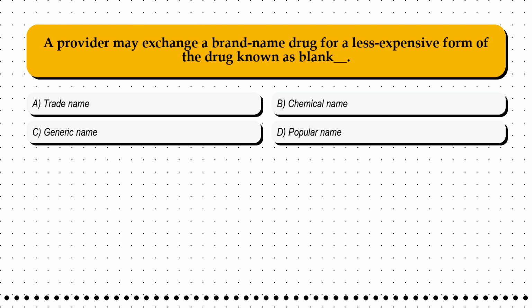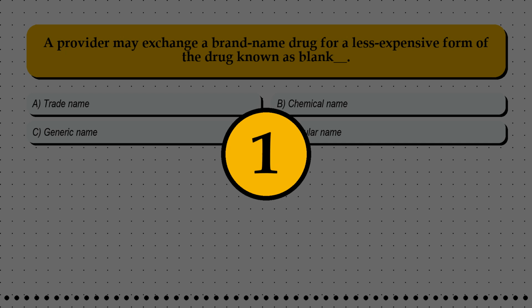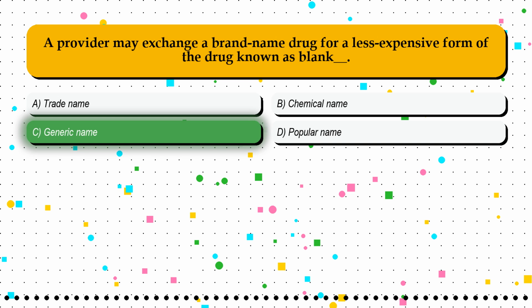Question 295. A provider may exchange a brand name drug for a less expensive form of the drug known as blank blank. Option A, trade name. Option B, chemical name. Option C, generic name. Option D, popular name. The correct answer is option C, generic name.